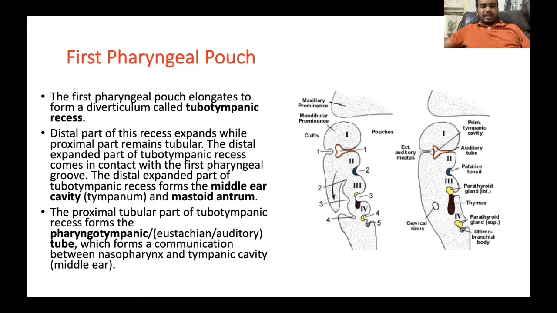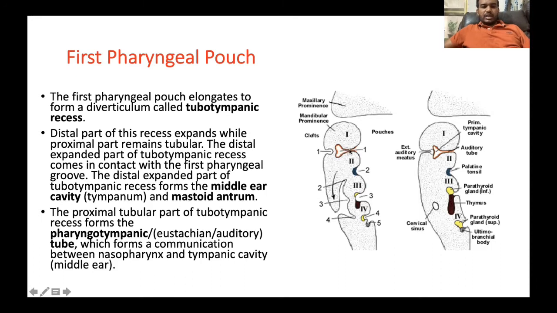The distal expanded part of the tubotympanic recess forms the middle ear cavity, or it is called the tympanic cavity. This distal expanded part, which is coming closely in contact with the first pharyngeal groove, forms the middle ear cavity, also called the tympanic cavity. And not only that, it also forms the mastoid antrum.